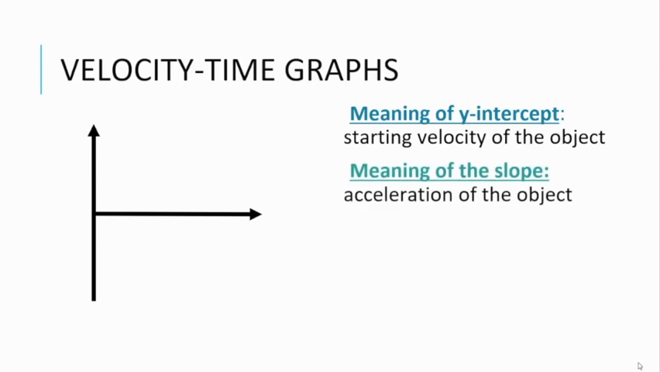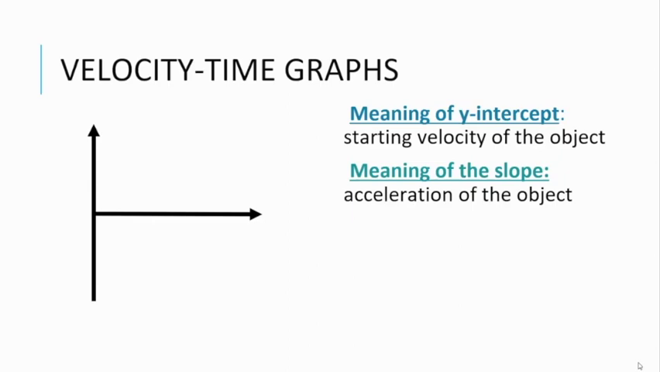We'll notice that the slope of a velocity time graph actually gives us the acceleration. We said before that acceleration is the change in velocity over the change in time, which makes sense why the slope of a velocity time graph is acceleration.